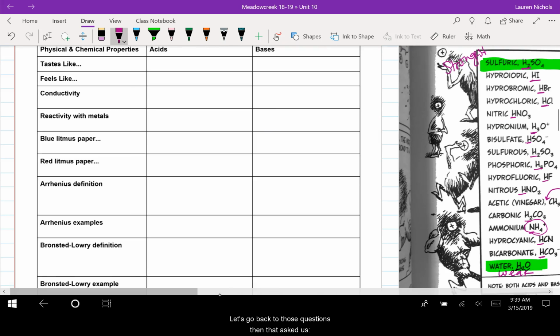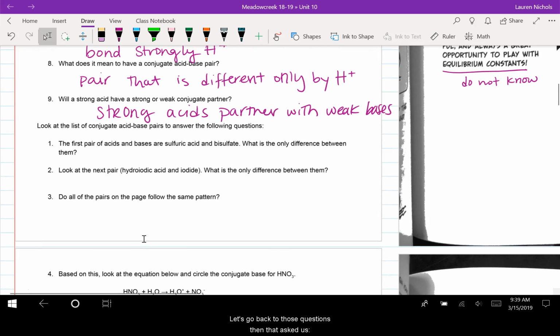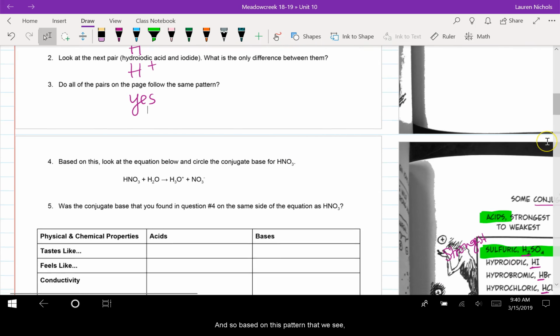So let's go back to those questions that it asked us. The first pair of sulfuric acid and bisulfate, we said that the only difference was H+, and that was the same difference for hydroiodic and iodide. And so all of the pairs on the page follow the same pattern. So yes, they all follow the same pattern. And based on this pattern that we see, it says look at the equation below and circle the conjugate base for HNO3.